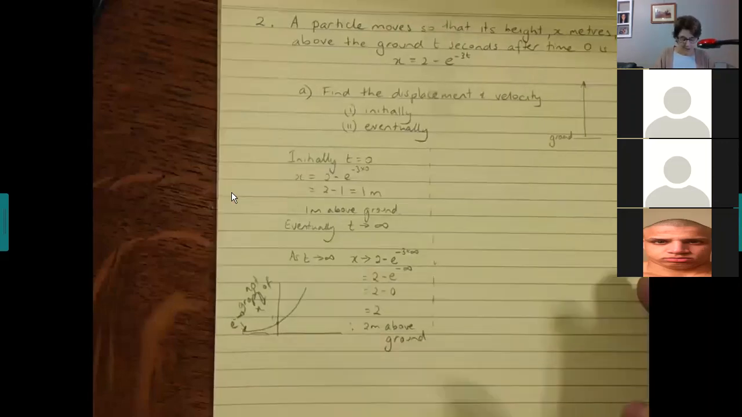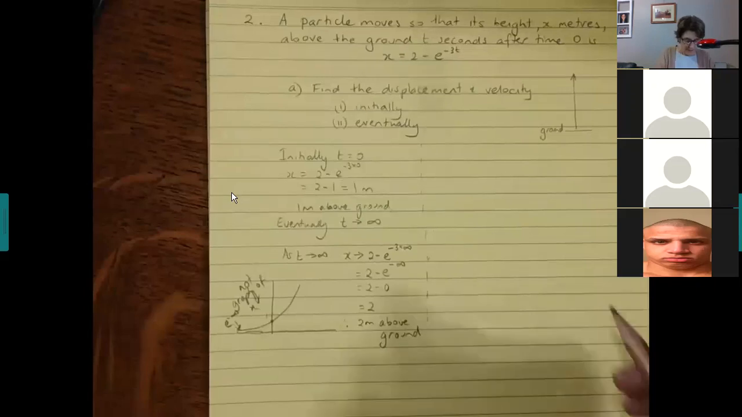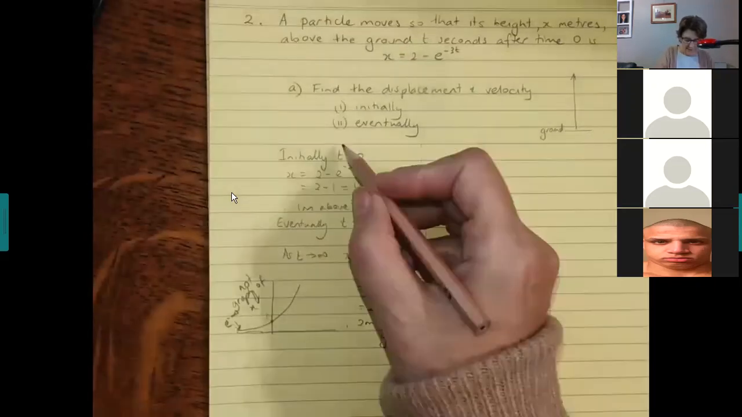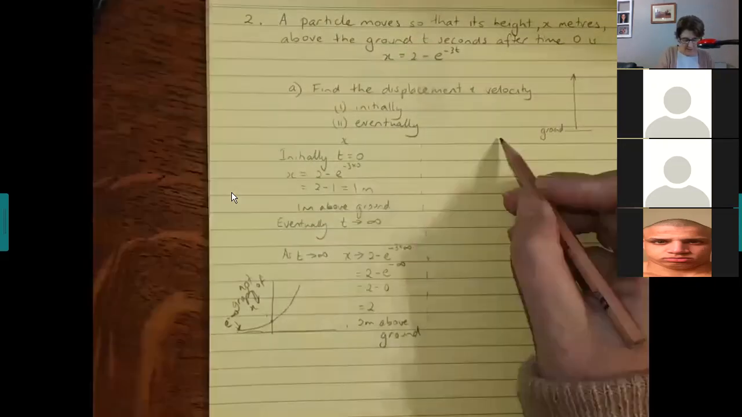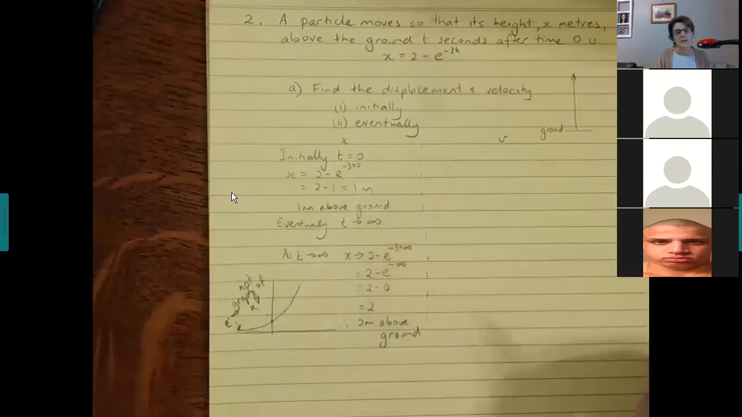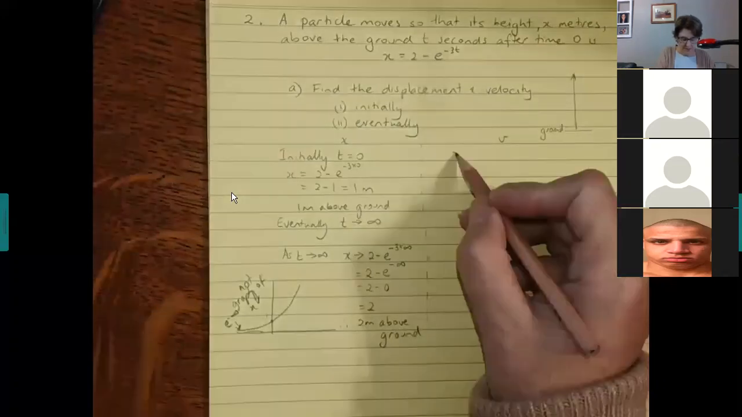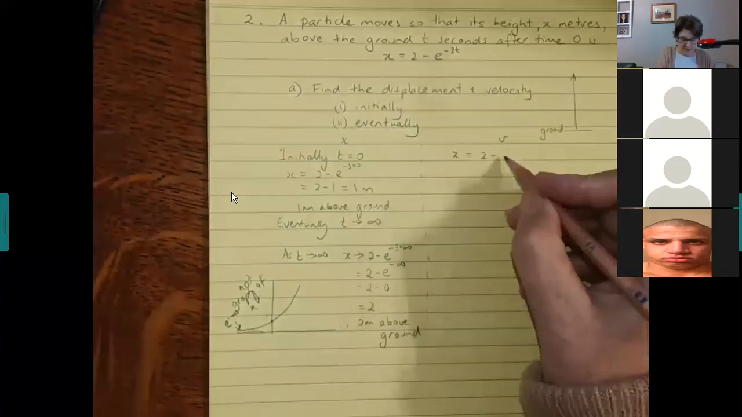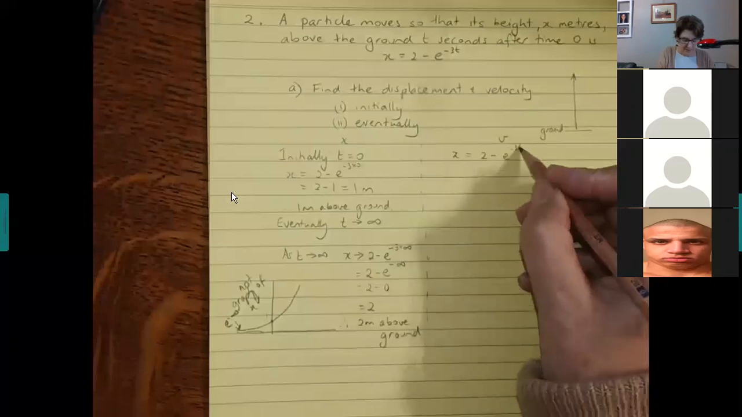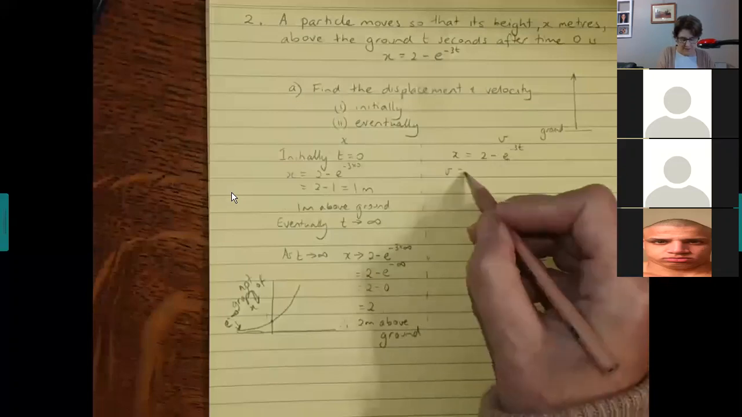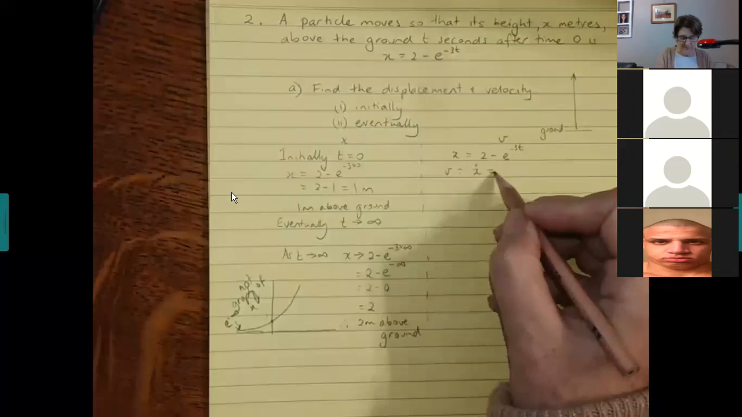Okay, so this was our displacement side, this is going to be our velocity side. To be able to do the velocity, what are we going to have to do first? You have to differentiate. Yeah, so we've got x equals 2 minus e to the minus 3t. But for velocity, we need to differentiate it.